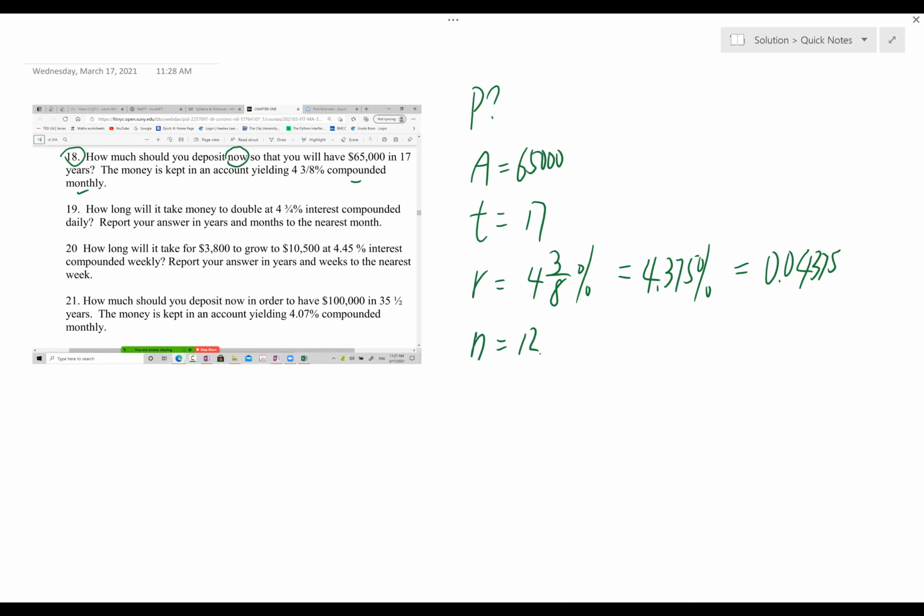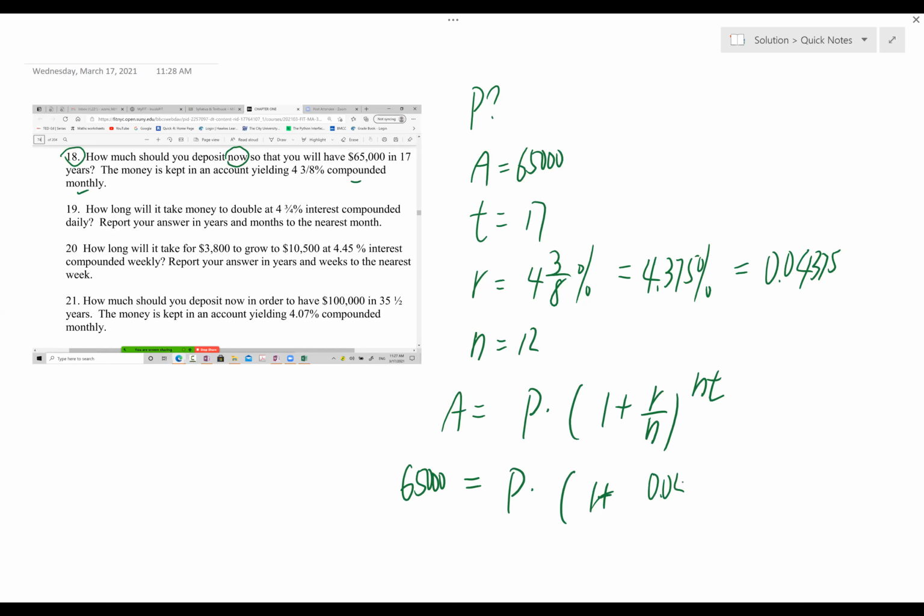Okay, and then once you have 4 elements, remember we have 5 variables in the formula. If we know 4 of them, then we can find out the missing one. So here, ending balance is given. Principal is what we're looking for. And then again, we're going to throw your numbers into the formula. So you get 65,000 equals principal times 1 plus 0.04375 over 12, and raised to 12 times 17.